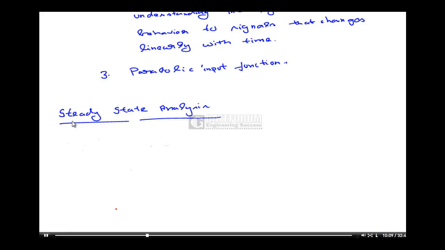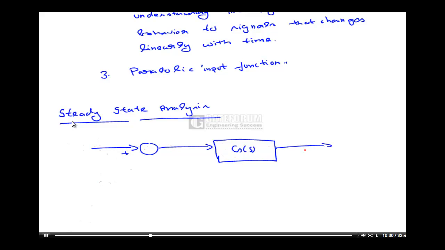So before starting the steady state error, I'll take a closed loop negative feedback control system. All analysis is done for a negative feedback control system, because positive feedback control systems are unstable, and in that case steady state error is always going to be infinite.